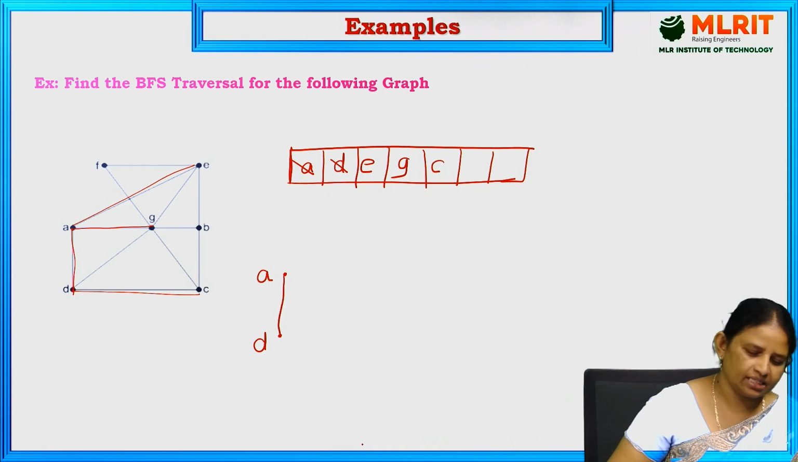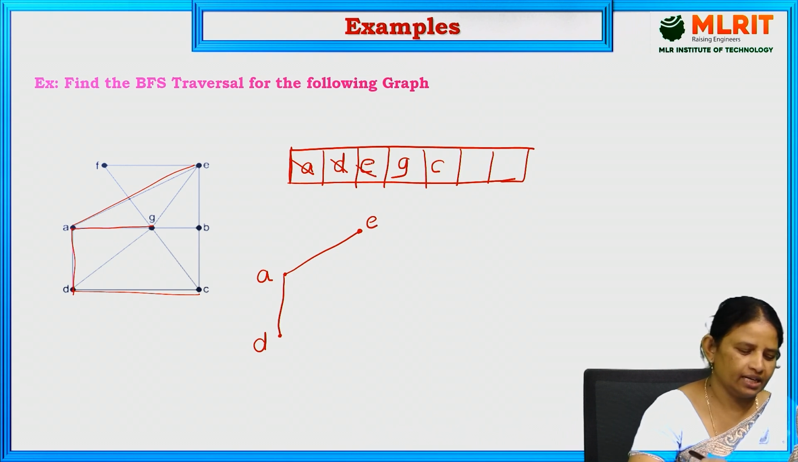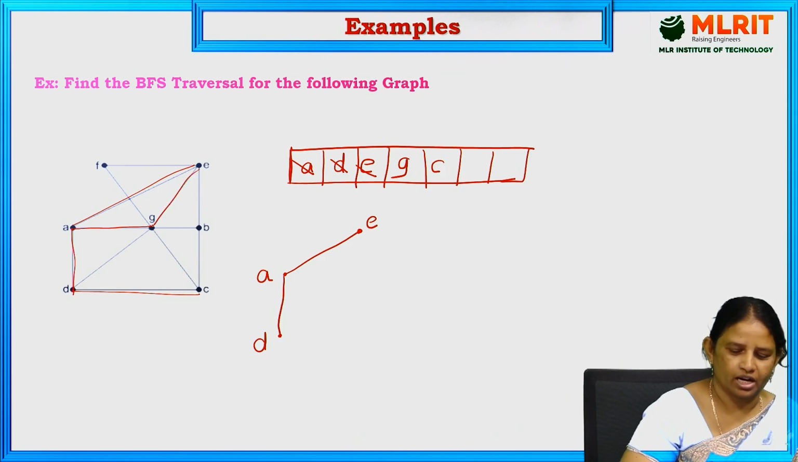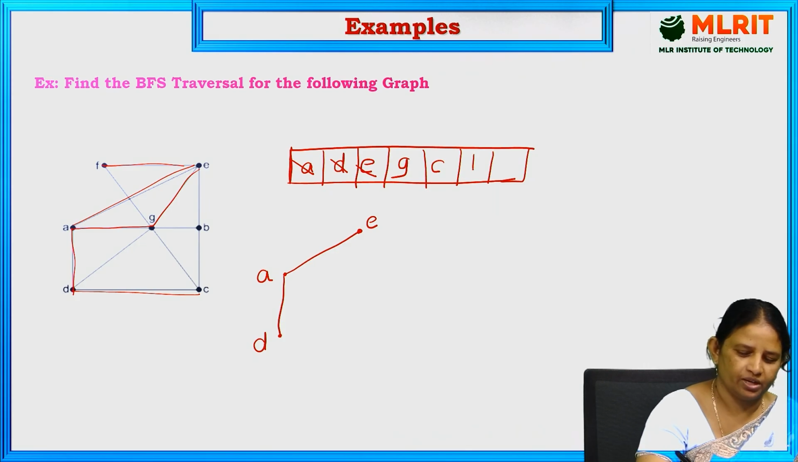That is E. E is added. So the A to E connection is there. And before deleting E, what are the adjacent vertices of E? So write them in order. That is G. G is already over. The leftover vertices are F and B. B, F. Write them in order.